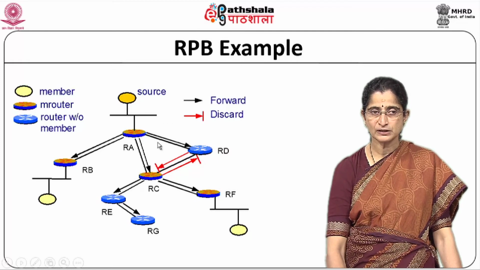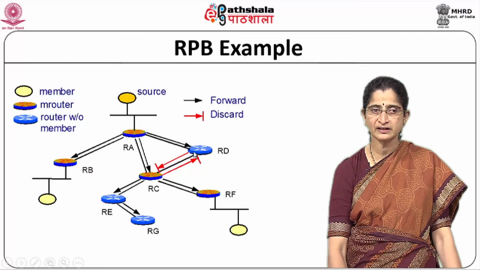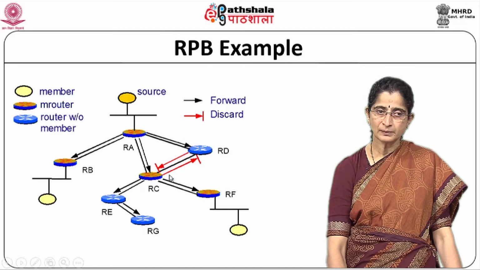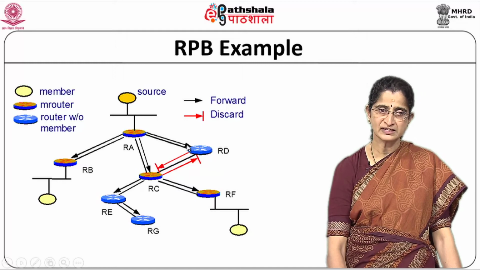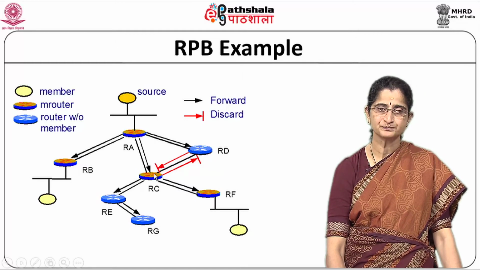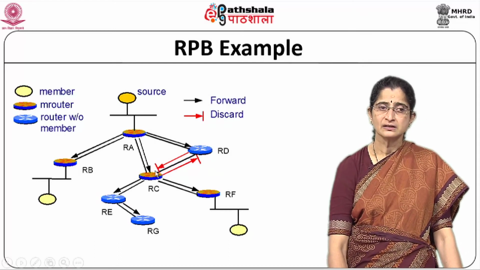So, RA is on that path. So, if I receive something from RA, I will take it. So, the packet that comes from RA is taken and forwarded, whereas the packet from RC will not be forwarded, it will be discarded. What is interesting to note here in this example is, this packet which is forwarded by RD, when it comes to RC, will also be dropped by RC. Why will it be dropped by RC?